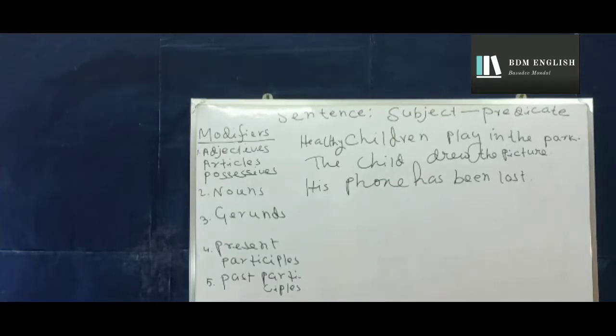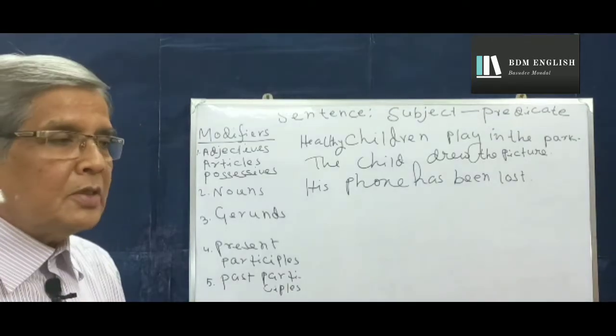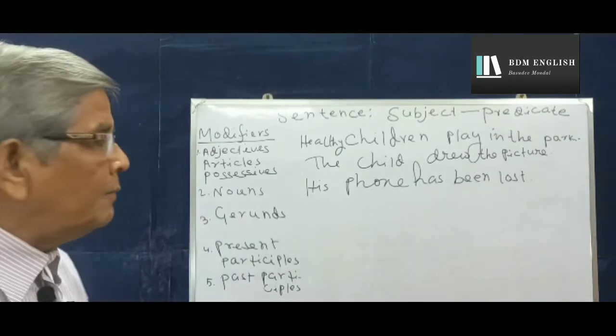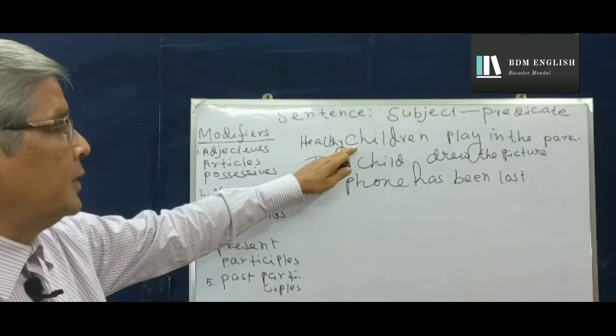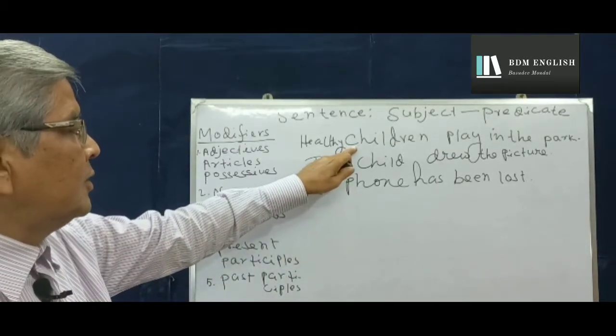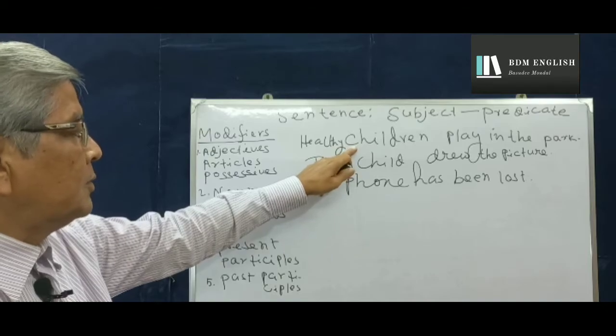The second category of modifiers comprises nouns. Let us touch on the different positions of a noun in a sentence. Let us here discuss only 4 positions, and there are other positions of a noun too in a sentence that we will discuss later. The first position of a noun in a sentence is that of a subject. In this sentence, the noun children is the subject of the sentence.